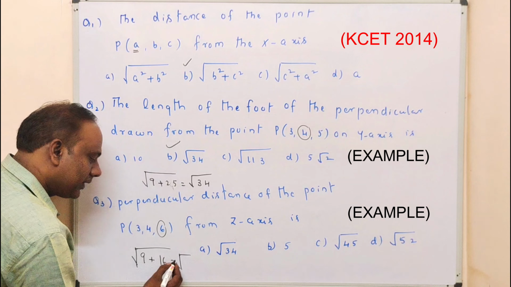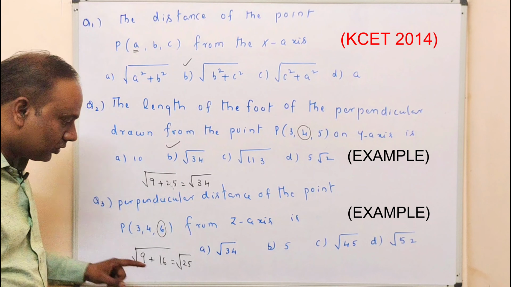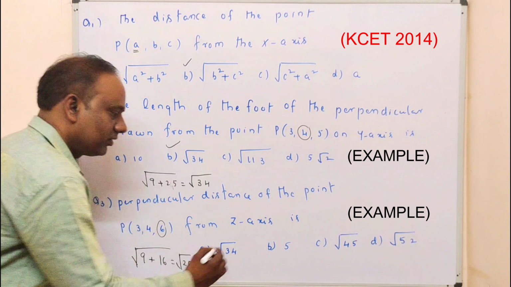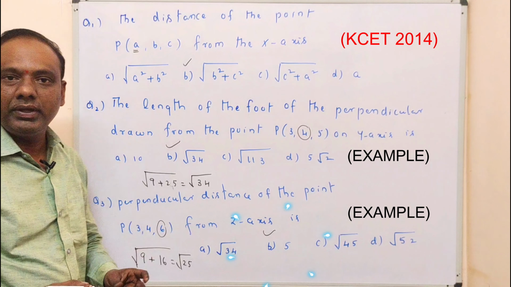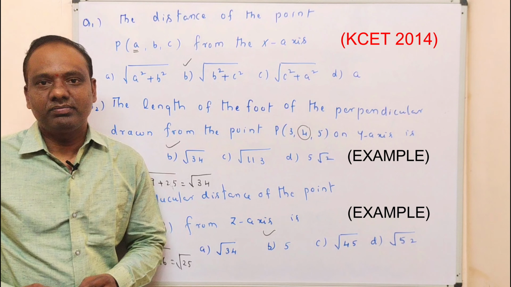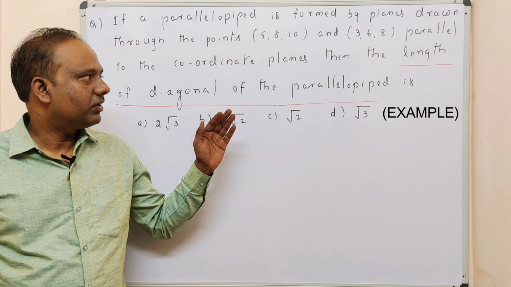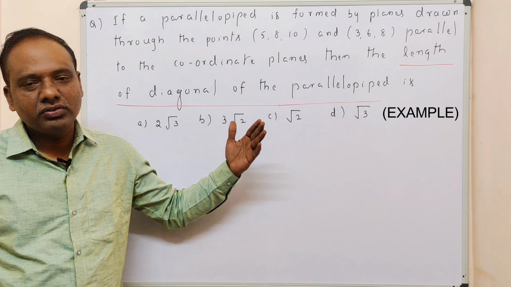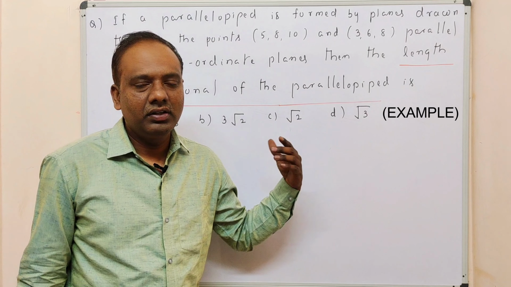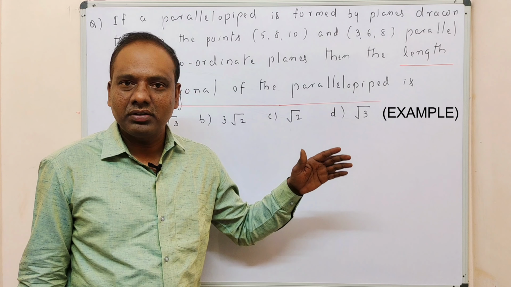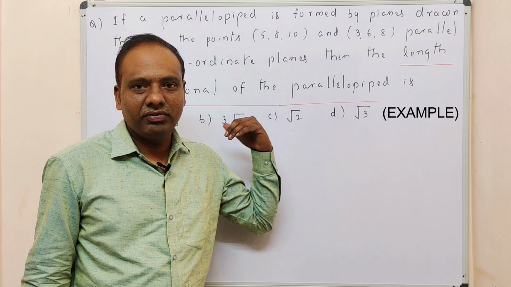16 plus 9 plus 16 is 25. So root 25 is 5. Option B is the correct answer. Okay, it is actually this type of questions also they asked actually. So it is actually an extra question, but maybe we are expecting it.